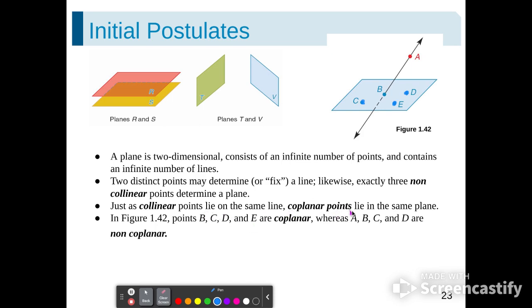Just as collinear points lie on the same line, coplanar points lie in the same plane. In this case we have this plane that we'll call plane F, and in plane F we have coplanar points because they lie in the same plane. Whereas A, B, C, D, E are not coplanar because A is out here. That's basically like drawing a line straight up out of the plane, so that's not coplanar.